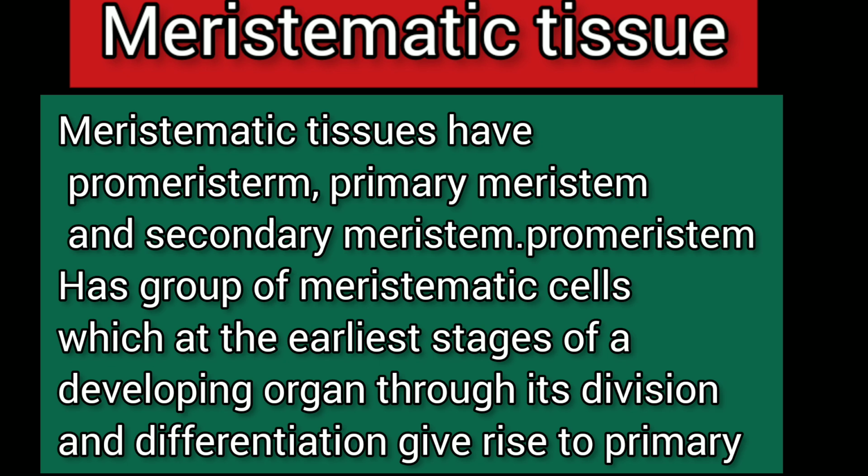So we have this comprehension, so let's read it together. The topic is meristematic tissue. Meristematic tissues have promeristem, primary meristem, and secondary meristem.